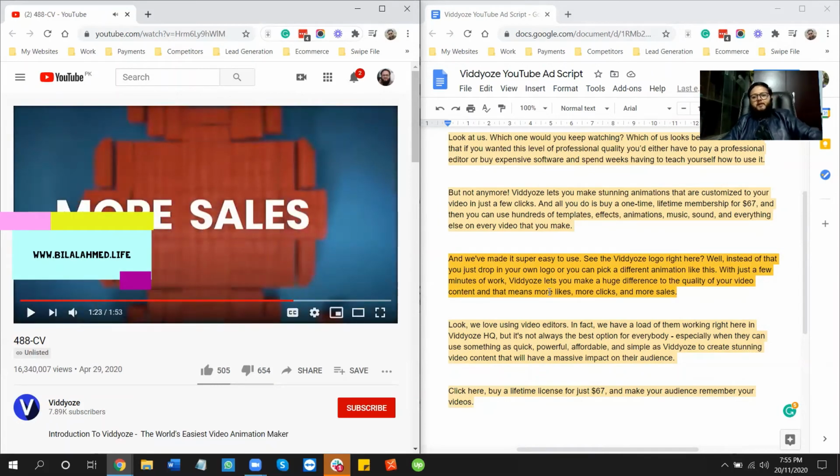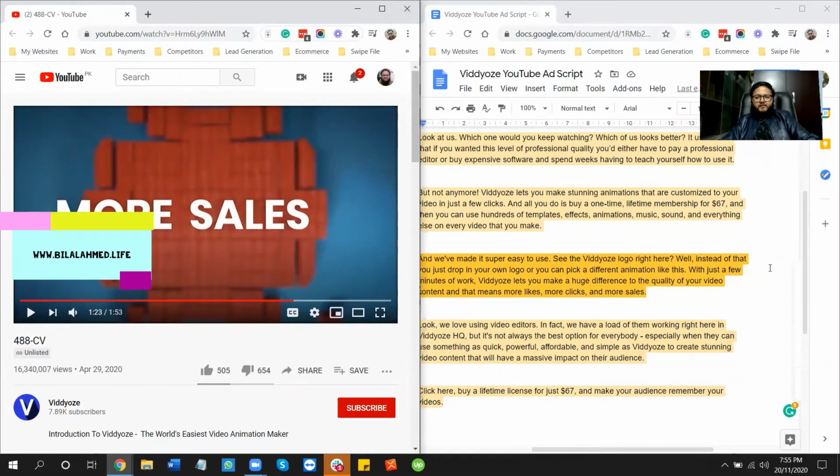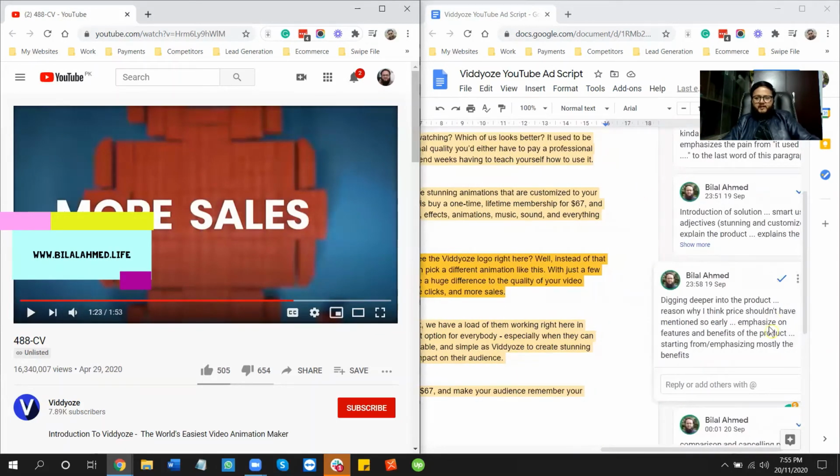All right, so we're digging deeper into the features and benefits. Let me take a look at my notes here. Digging deeper into the product, that's the reason why I think the price shouldn't have been mentioned so early, because definitely more benefits and features are yet to be mentioned. Look at this, look at that, put your logo here, do this, do that. He shows you the dashboard of that tool. What is all that? It's the best kind of social proof that you can give. Show them instead of telling them. So, best kind of social proof.